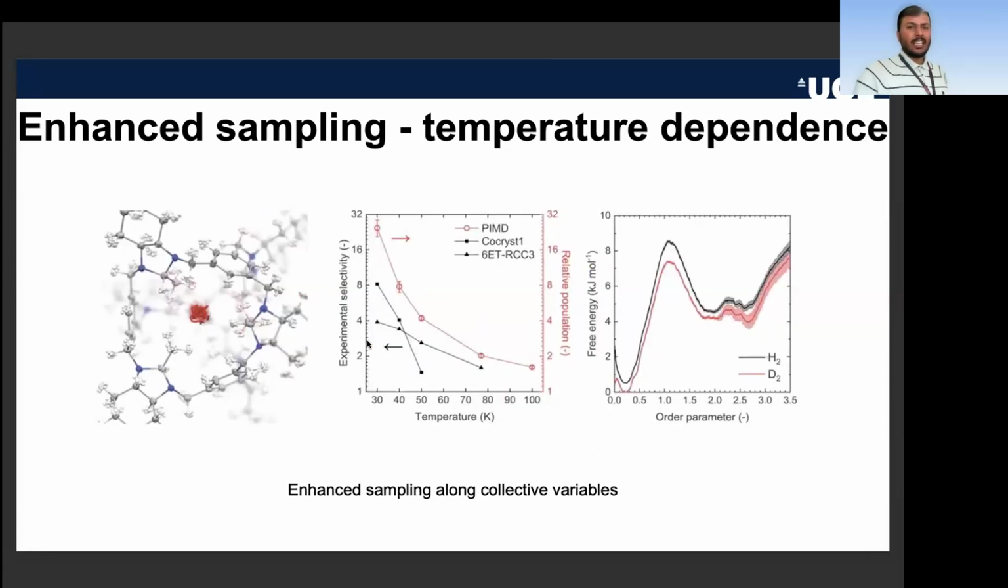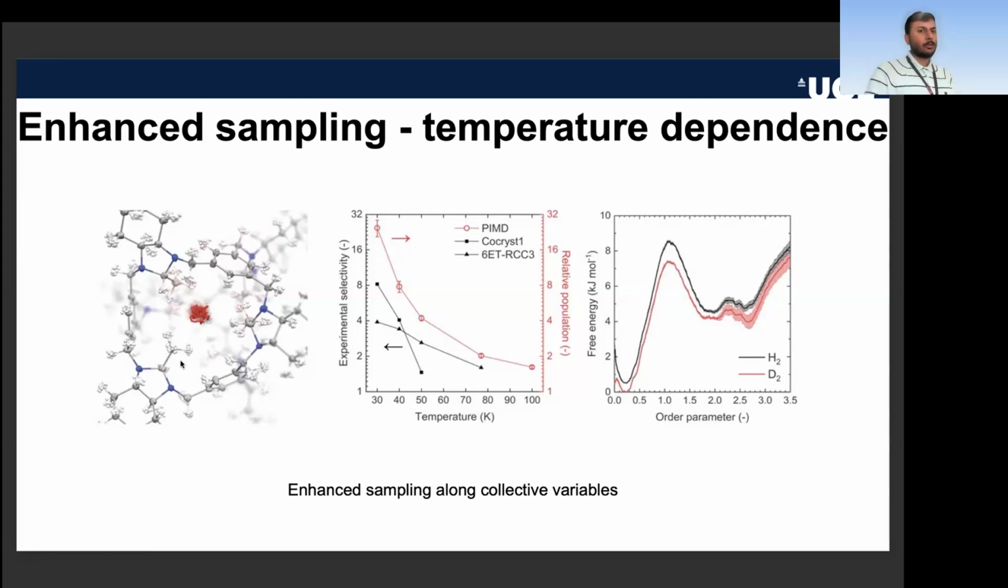So enhanced sampling is not just about replica exchange, but i-PI also has an interface with a software called PLUMED, with which you can actually do enhanced sampling along collective variables or order parameters. So this is one case where we were studying the absorption of a gas inside a porous organic solid. In this case, it's actually quite interesting. We use a mixture of H2 and D2. And because of quantum nuclear effects, H2 is actually going to be slightly larger than D2.